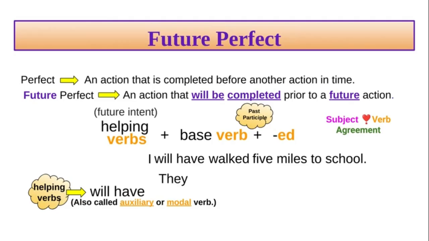Another example using the third person plural they. The helping verb will for future intention. The present form of the helping verb have. The base form of the infinitive to play with an ed ending. They will have played for 5 hours.